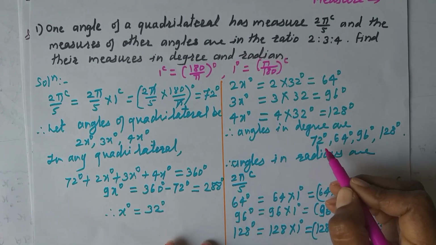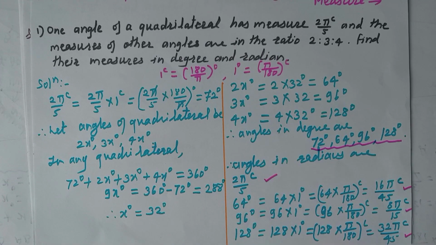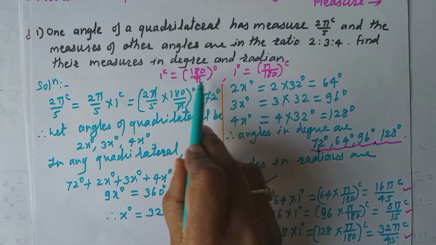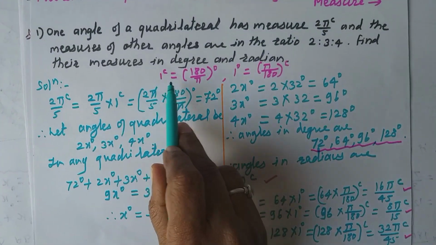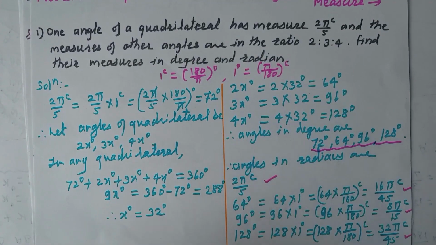Therefore, see here, angles in degrees are 72 degrees, 64, 96 and 128, and angles in radians are 2 pi by 5, 16 pi by 45, 8 pi by 15 and 32 pi by 45 radians. In this way we have found all the angles of a quadrilateral in degree as well as in radian measure. To find the angles in degree and radian measure, you must know these two formulae: 1 radian is equal to 180 divided by pi degrees, and 1 degree is equal to pi divided by 180 radians.